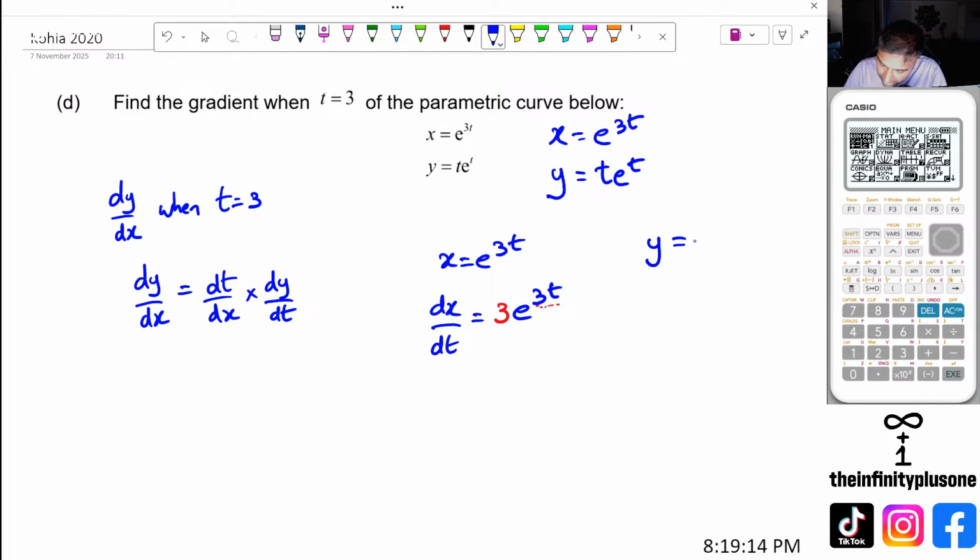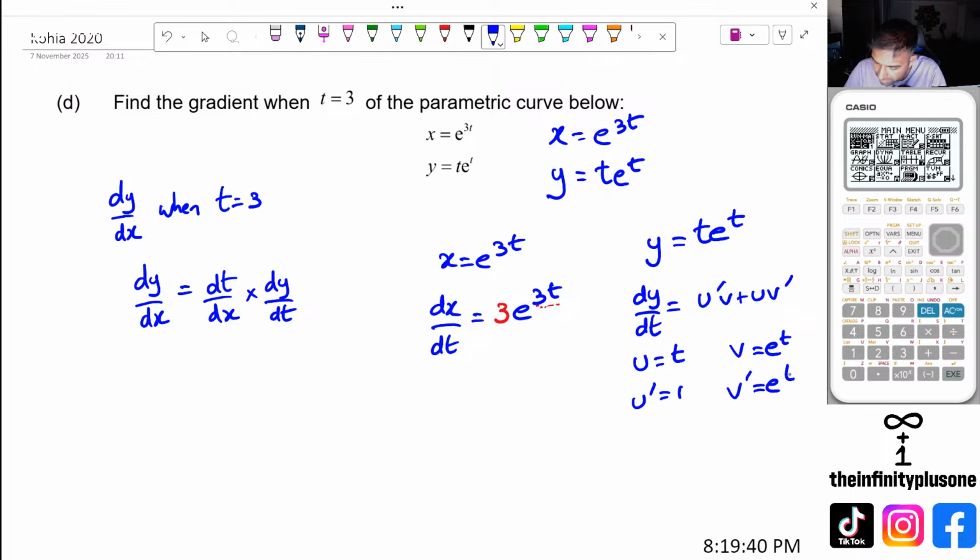When I've got y is equal to t e to the power of t, remember that this is actually product rule here. So we're going to write this as dy/dt equals u'v plus uv'. So I'm going to put u is equal to t, so u' is 1. v is equal to e to the power of t, v' ends up being the same, which is e to the power of t.